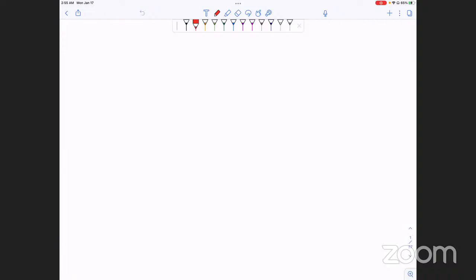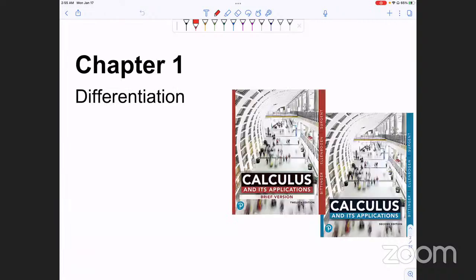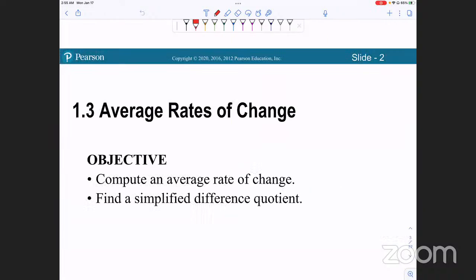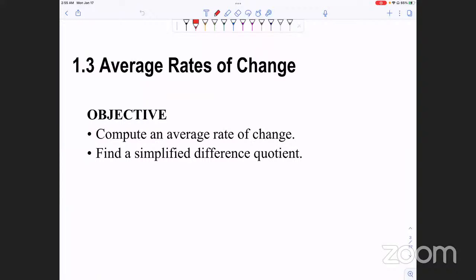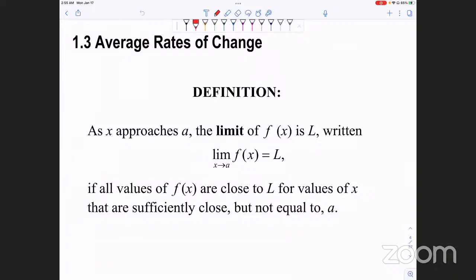We're continuing our discussion on calculus, our introduction to calculus. We're continuing chapter 1 of differentiation. And here we're going to be looking at section 1.3, average rates of change. Some objectives here are to compute an average rate of change and to find a simplified difference quotient, okay? So let's see what these are.